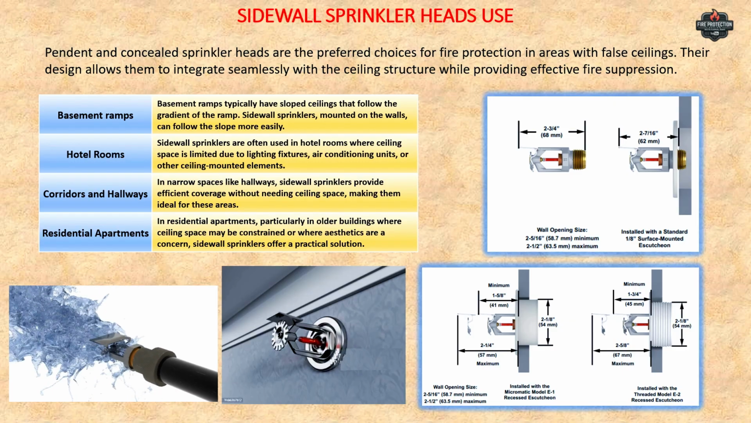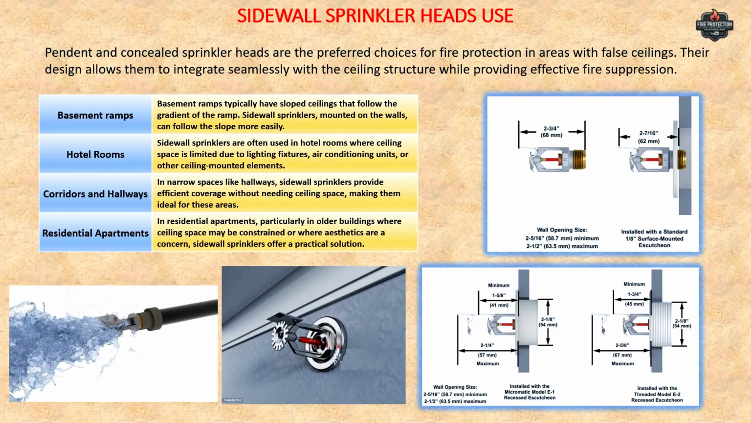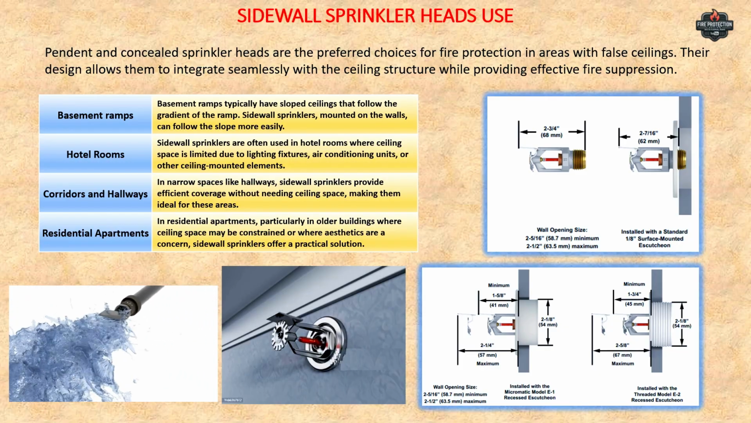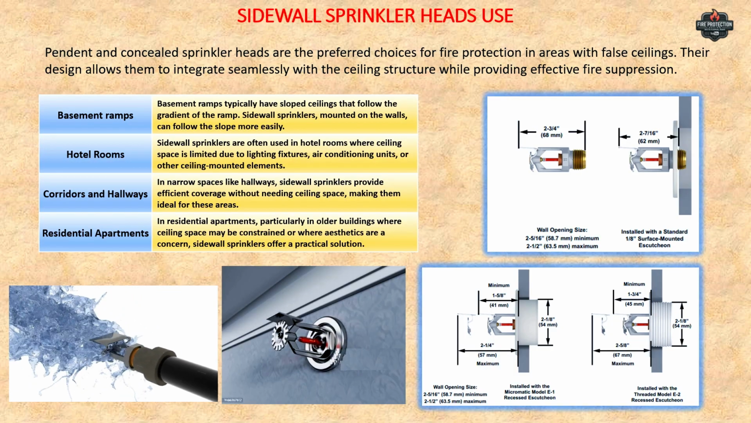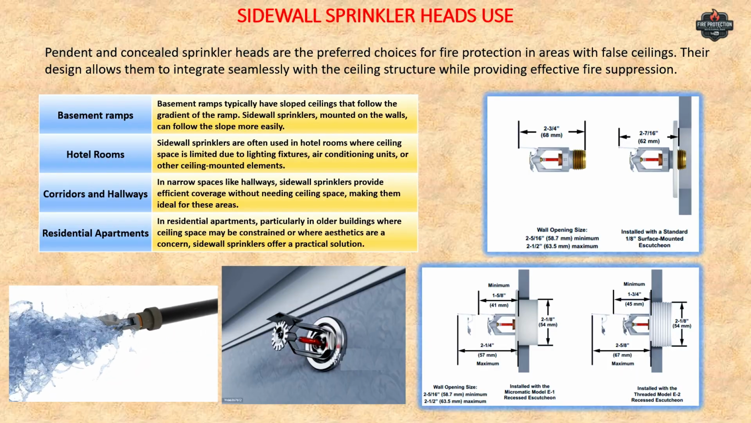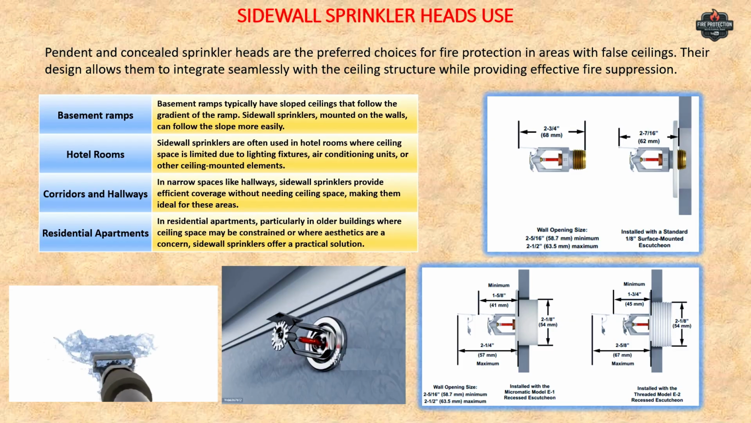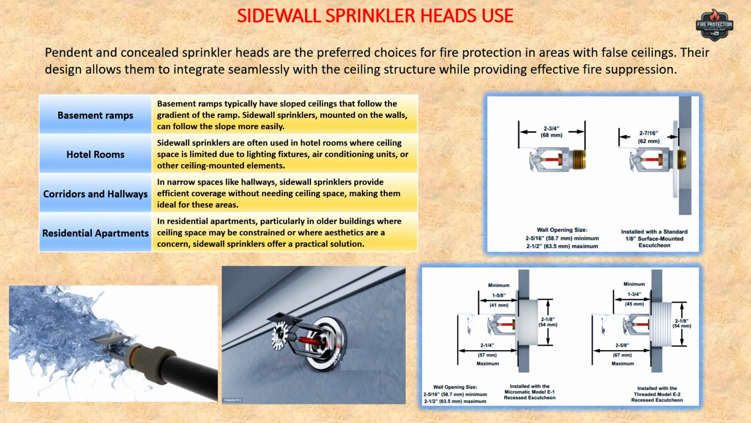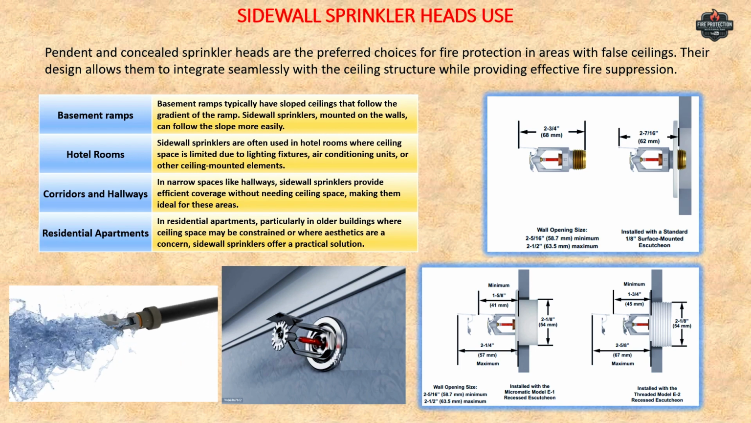Sidewall sprinklers are used in areas where ceiling space is limited, such as in corridors and hallways. Sidewall sprinklers are typically mounted on the wall with the deflector positioned to direct water outwards and downwards. In basements or parking garages, sidewall sprinklers are often used to provide coverage along ramps. They are used in residential buildings with bulkhead ceilings.